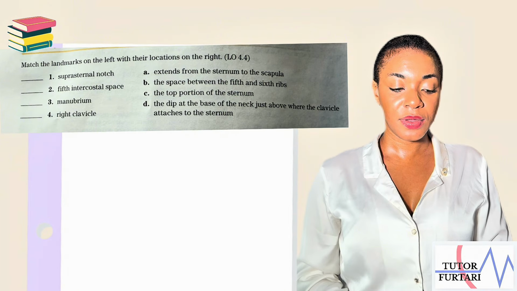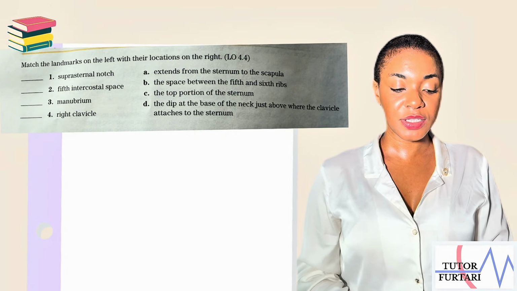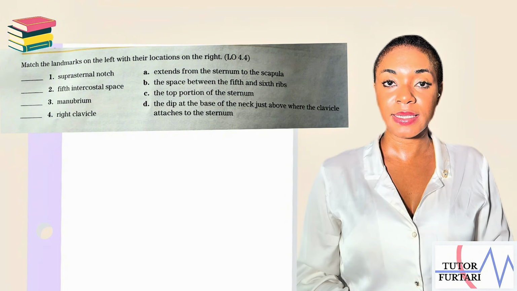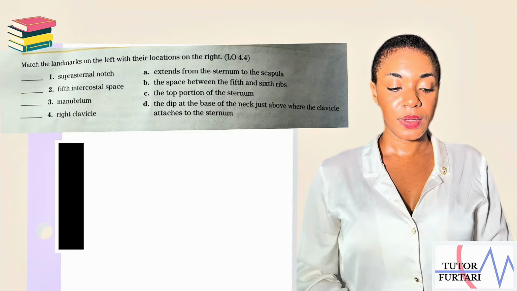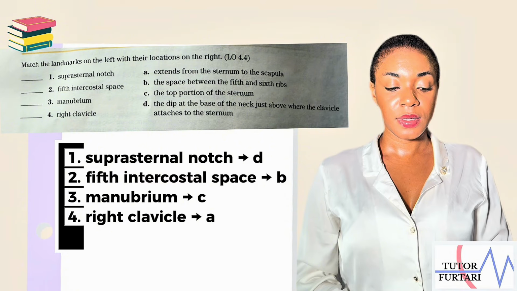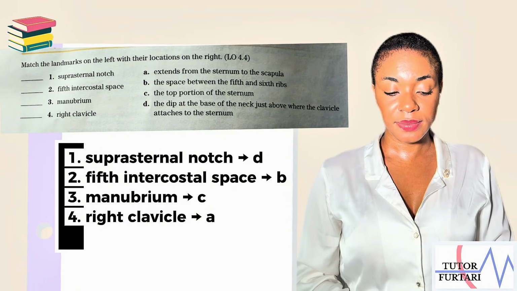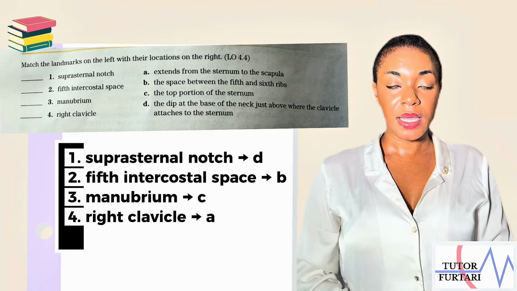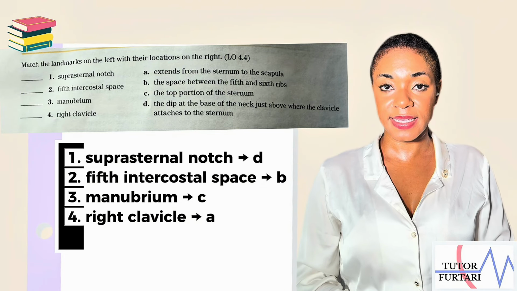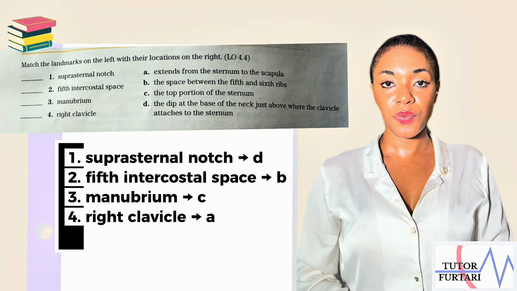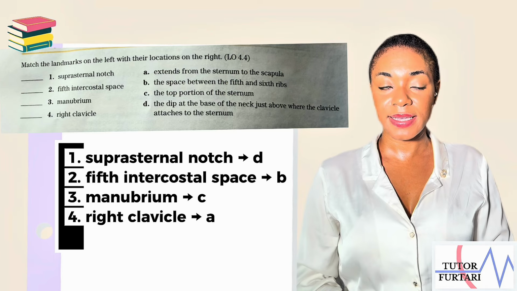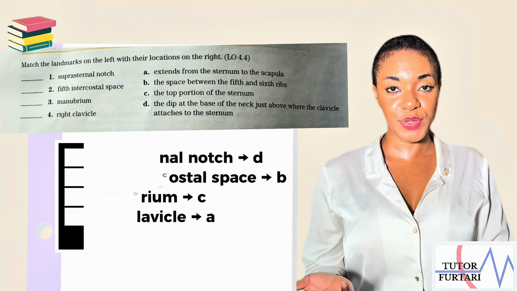So we have 4 matching questions. Number 1, suprasternal notch, will be D. 2, fifth intercostal space. The answer is B. 3, manubrium. The answer is C. And 4, right clavicle. The answer is A. So if you got those 4 right, you're doing great. Thumbs up.